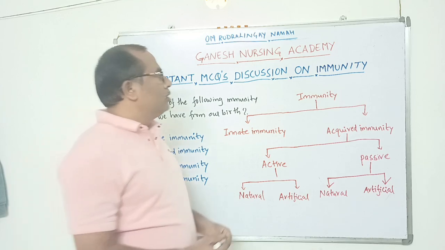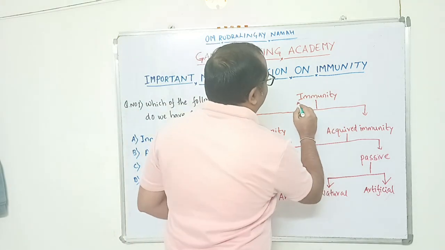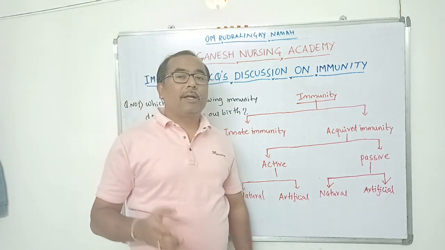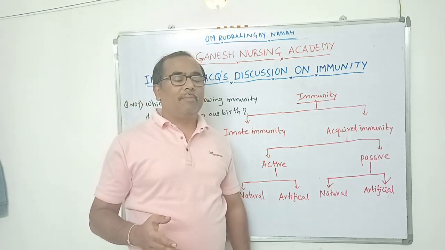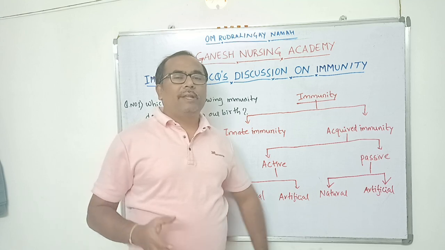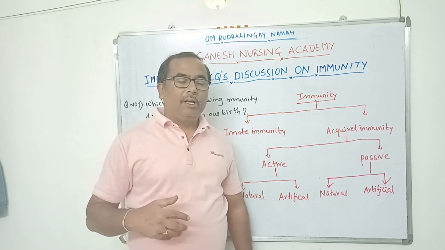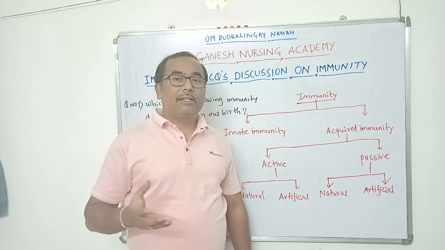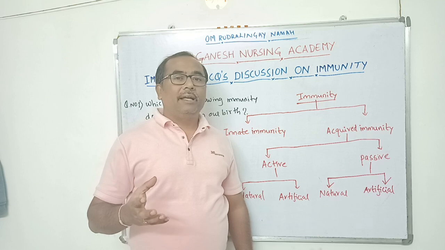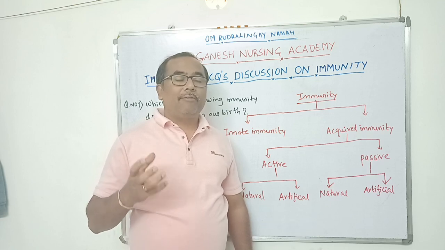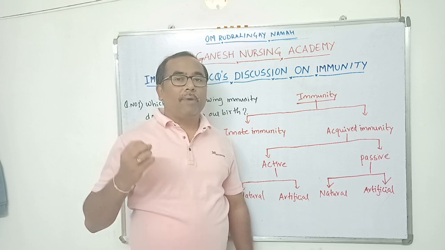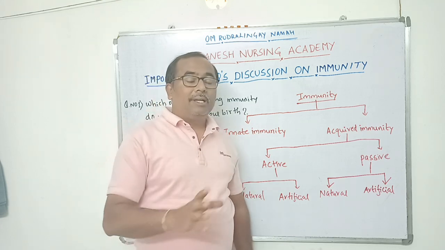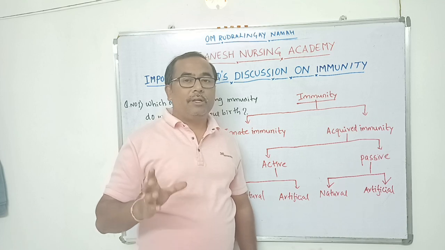So what is immunity? What do you mean by immunity? Immunity is the ability of host cells to fight against a microbial agent or microbial organisms. Whenever a microorganism enters our body, host cells will fight against the microorganism, against the agent, that antigen. That ability of our host cells to fight against microbial agents or antigens is known as immunity. So let's discuss important MCQs on immunity.